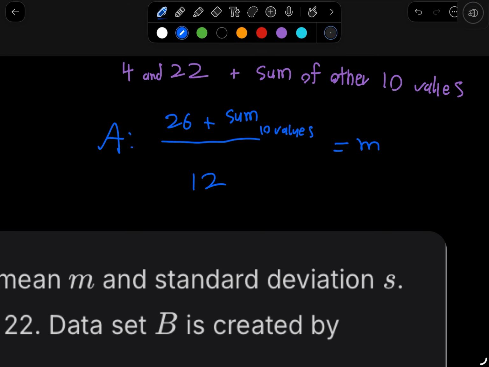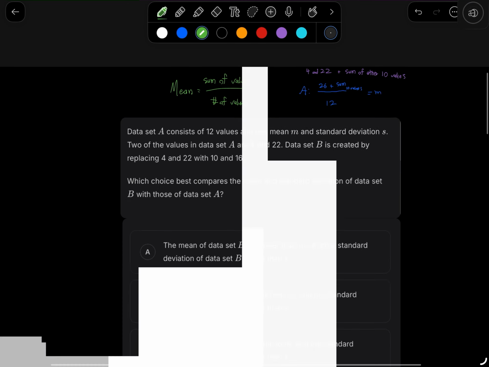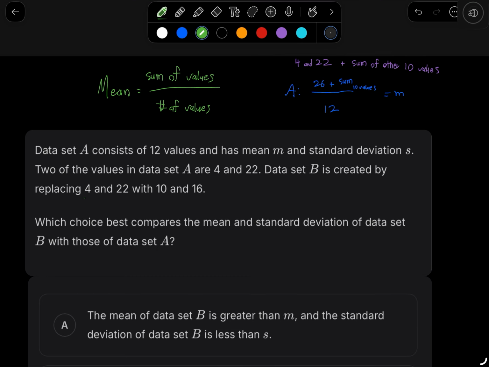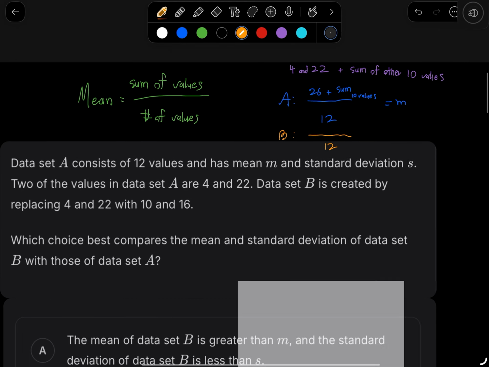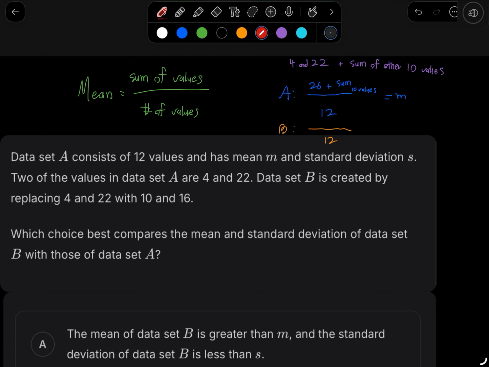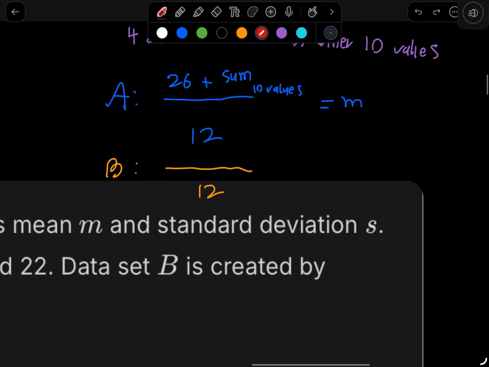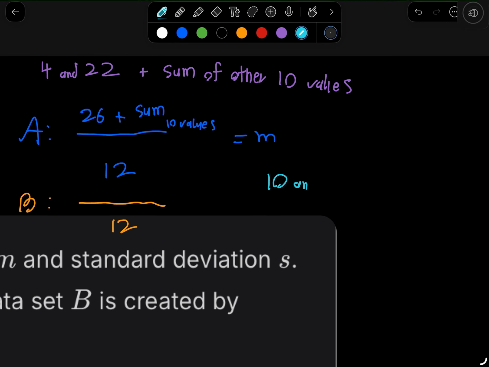Now compare that to B. Again, the only difference is that you're replacing those two numbers with 10 and 16. So dataset B still has 12 numbers because you're just replacing them. So it still has 12 values. Think about what we know now. Instead of 4 and 22, we have 10 and 16. And once again, we don't know the sum of the other 10 values, so we're just going to call that the sum of the 10 values.